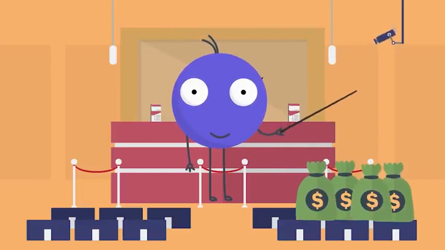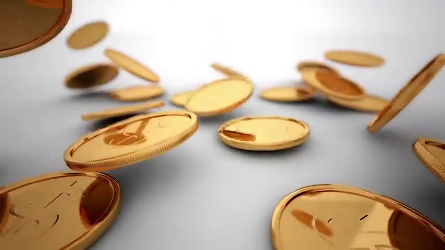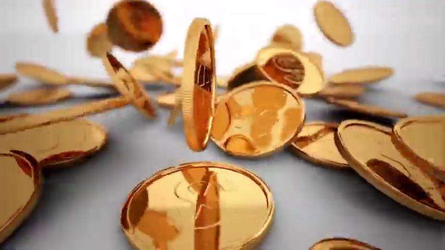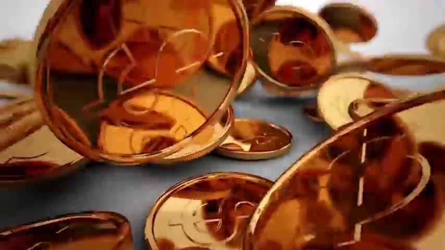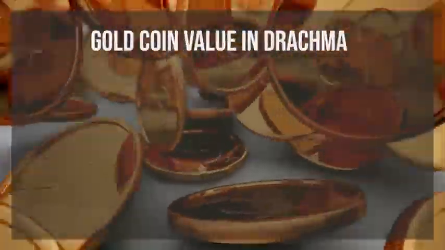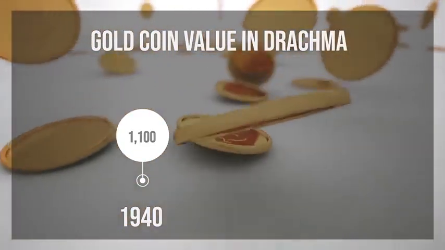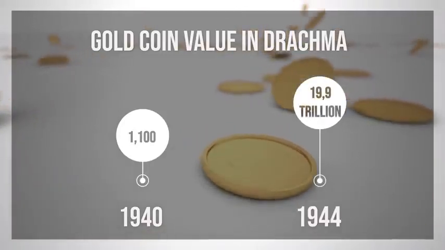When the occupation ended, tax revenues covered only 6% of total expenditures. Another point of instability that contributed to the hyperinflation was the government's policy of paying with gold sovereigns, a British gold coin. This reduced public trust in the economy and added uncertainty to the situation. In 1940, a British gold coin could be exchanged for 1,100 drachma. By December 1944, it could be exchanged for 19.9 trillion drachma.